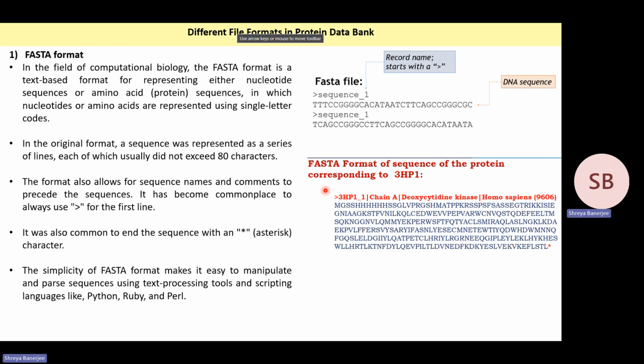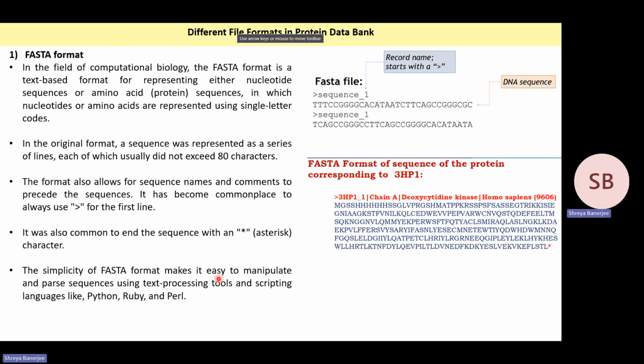Initially, you have this symbol followed by a comment line which says what this protein is, what the PDB code is, and from where it has been isolated. This is followed by the single letter code amino acid sequence of the entire protein sequence. Each line has 80 characters, and at the end of this, there is a star.